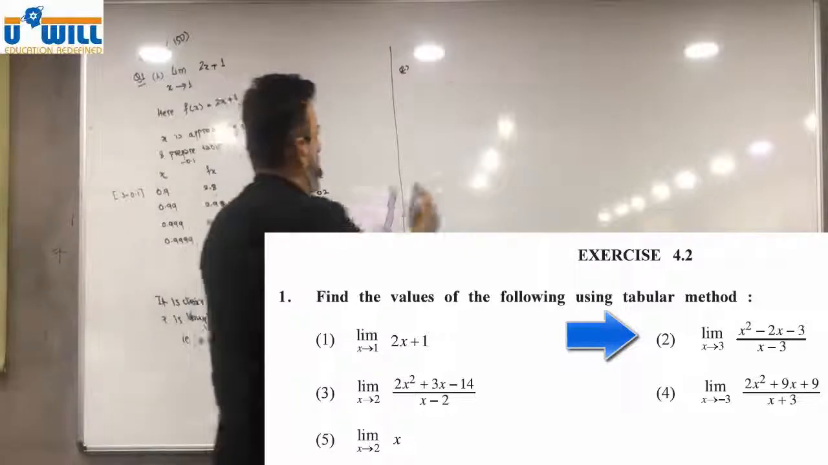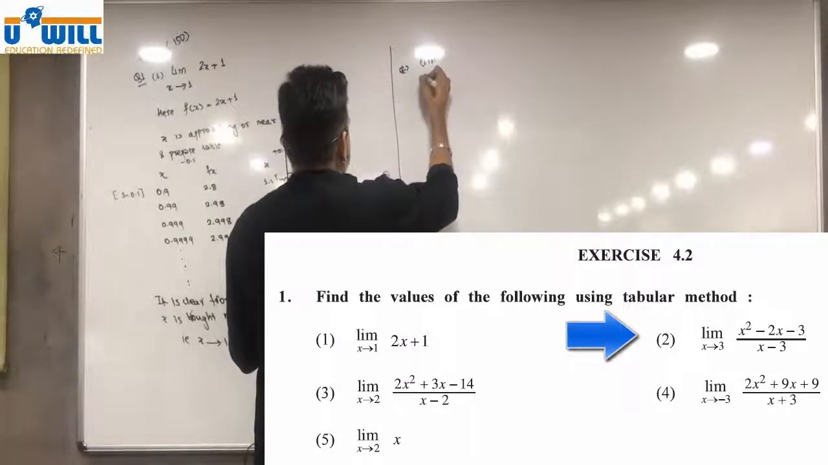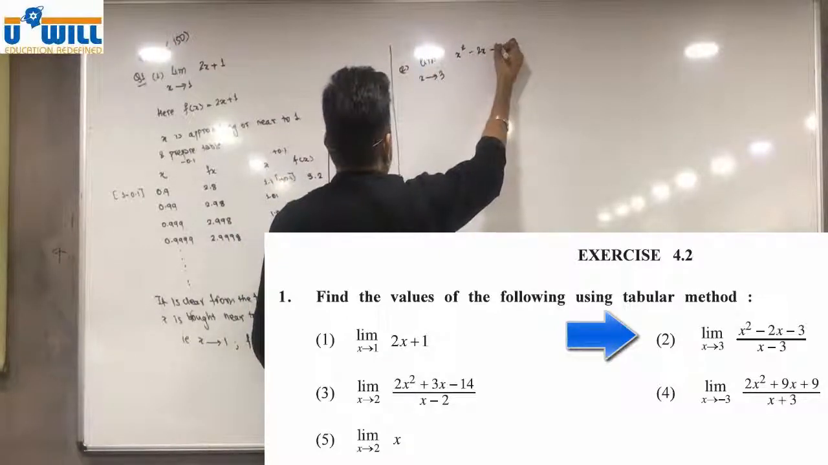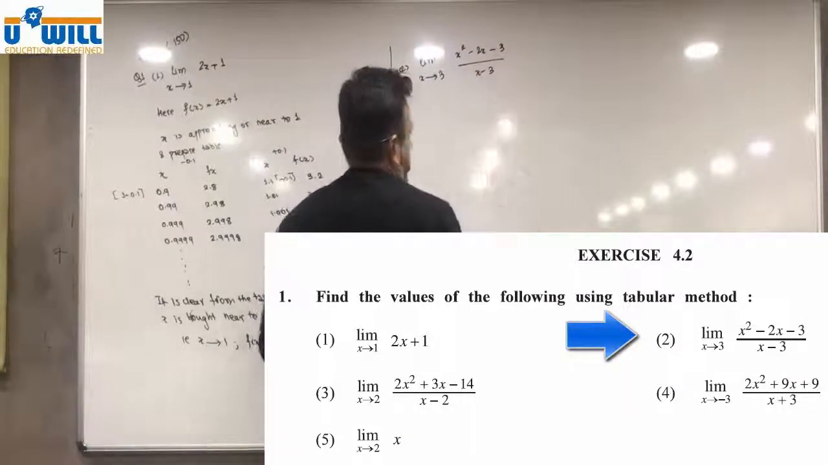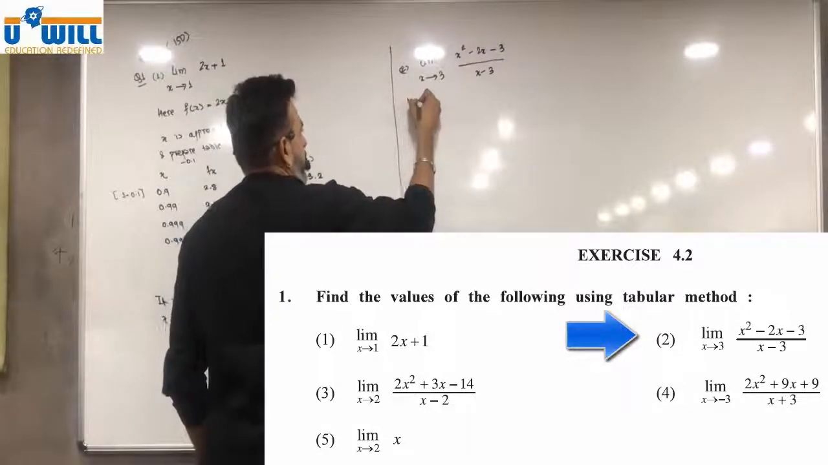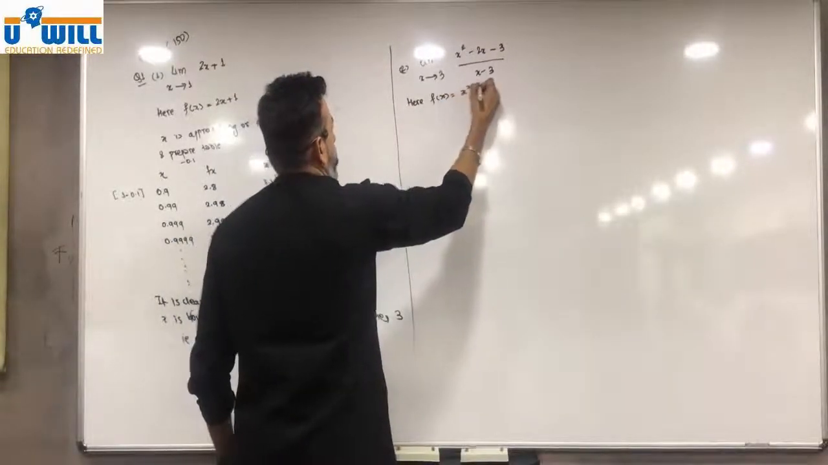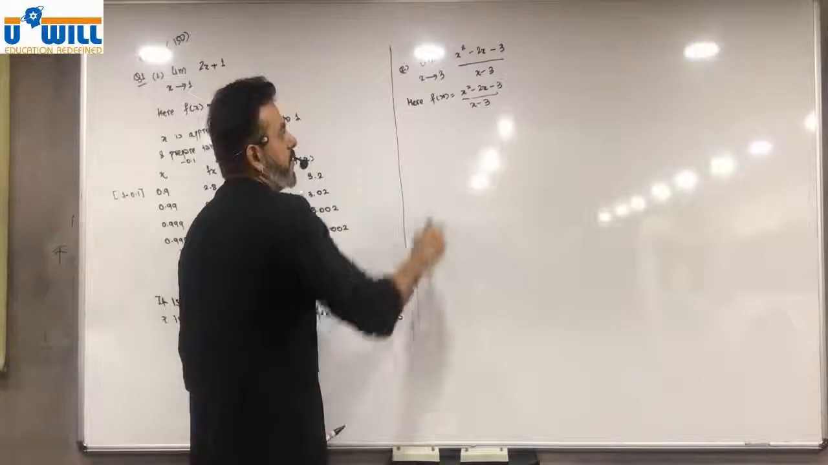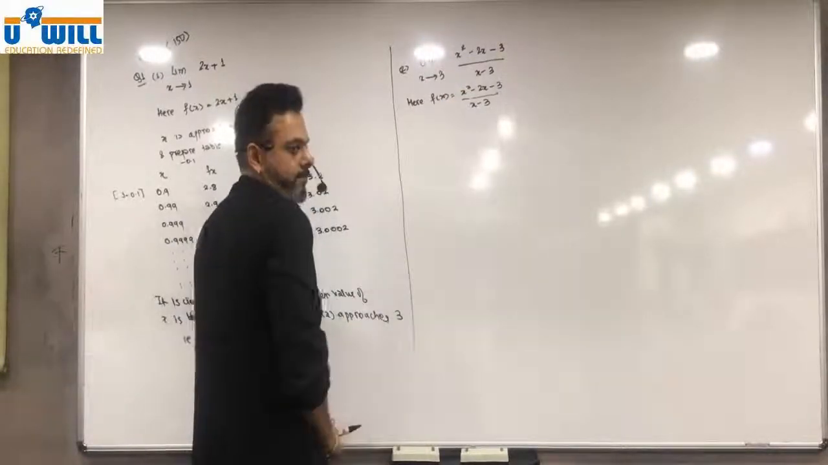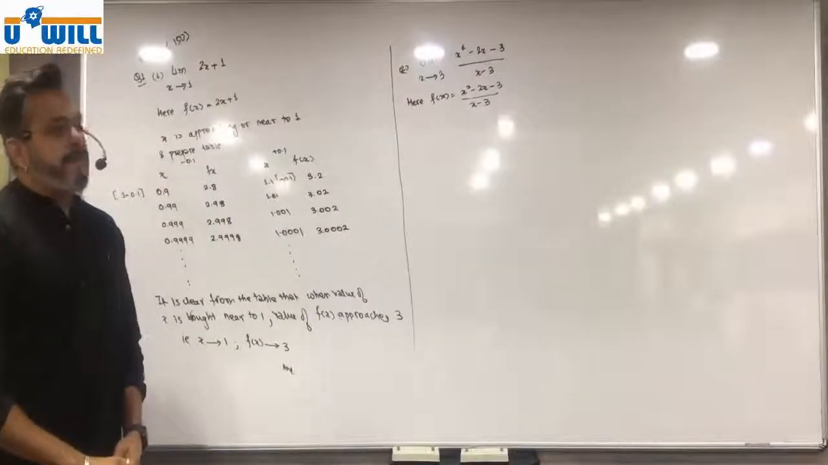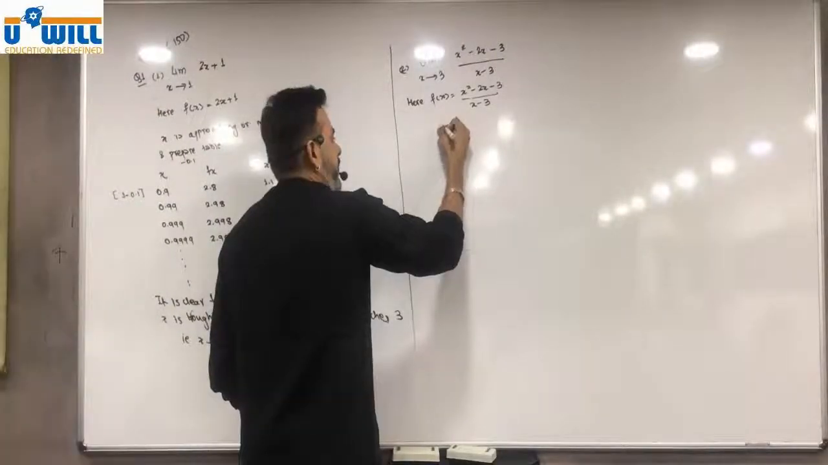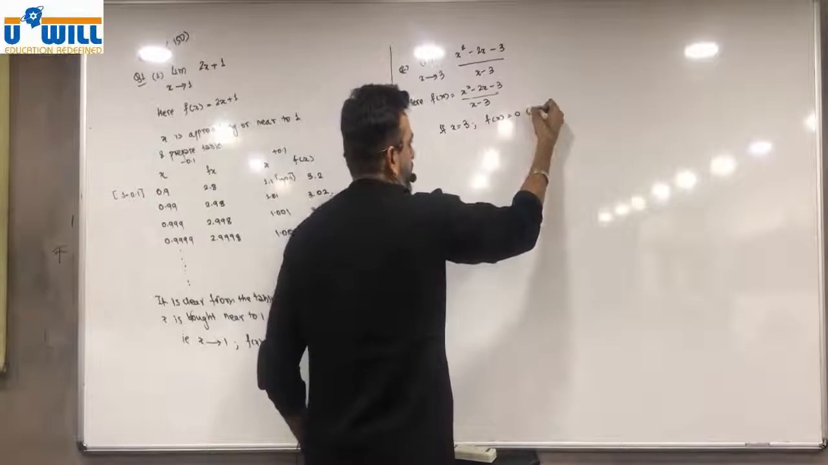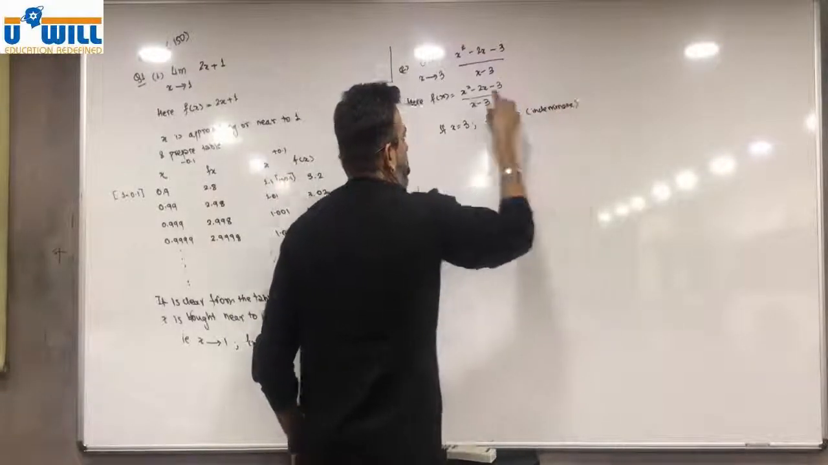Okay, second, limit x approaches 3, x square minus 2x minus 3 upon x minus 3. Here we say f of x is equal to x square minus 2x minus 3 upon x minus 3. Now can we solve this? अच्छा, इसमें x is equal to 3 करके देखो तो क्या आ रहा है आंसर? 9 minus 6 minus 3, 0. If x is equal to 3, f of x becomes 0, which is indeterminate. So in that case, we will solve this.